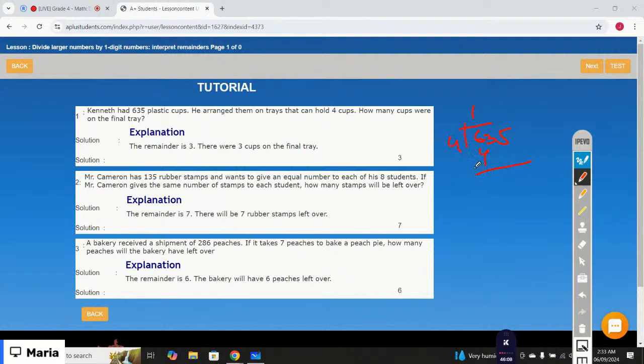4 times 1 is 4. 6 take away 4 is 2, bring 3 down. 4 times 5 is 20, 23 take away 20 is 3, bring 5 down. 4 times 8 is 32. So 35 take away 32 is 3. So the correct option is 3.